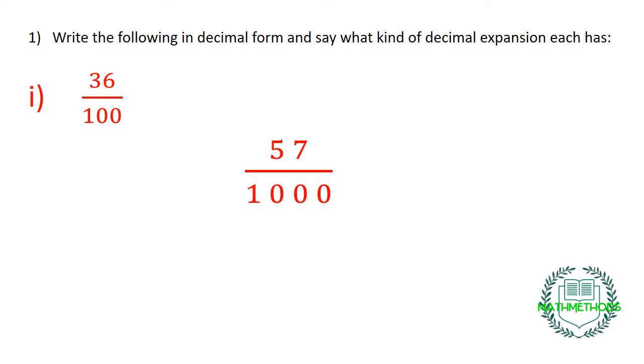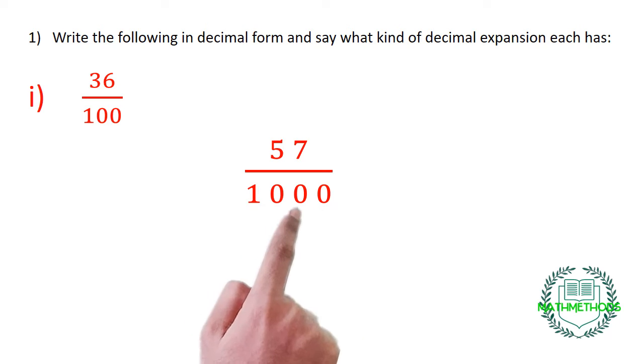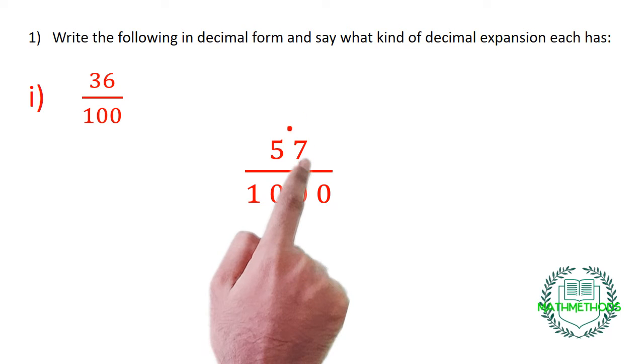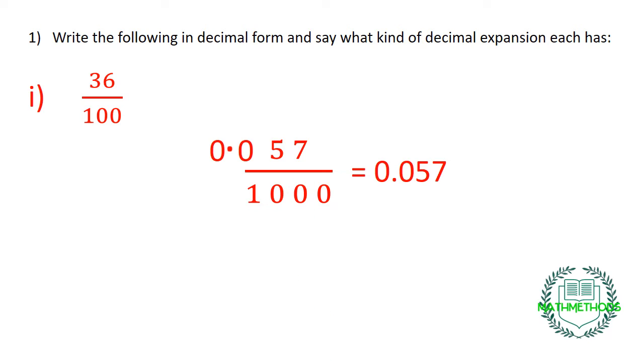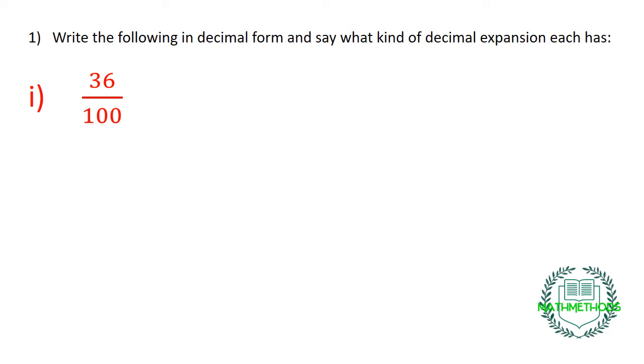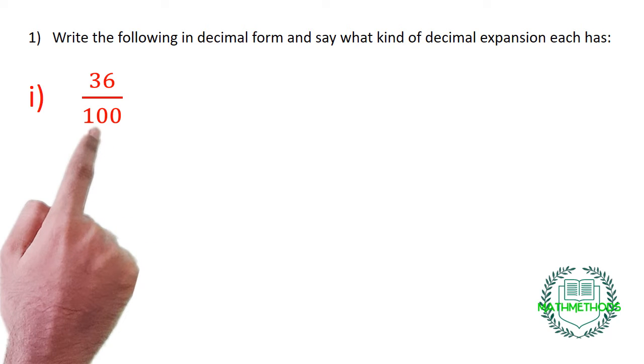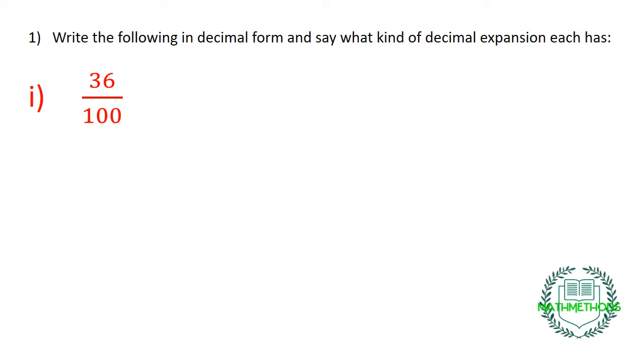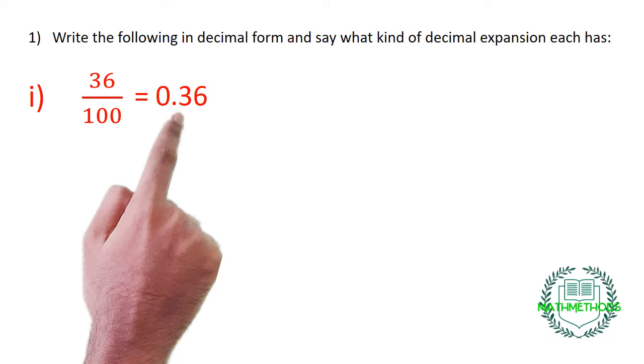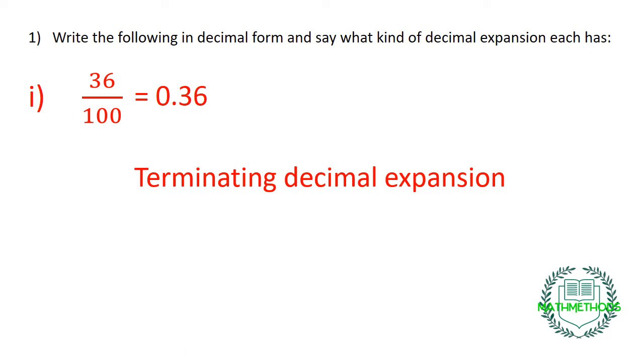Another example, 57 upon 1000. Here we have 3 zeros after 1. So move the decimal point 3 places to the left and you get 0.057 as the decimal expansion. I hope now you know how to write the decimal expansion of 36 upon 100. Since we have 2 zeros after 1 in the denominator, we'll move the decimal point 2 places to the left and we'll get the answer 0.36, and it is a terminating decimal expansion.